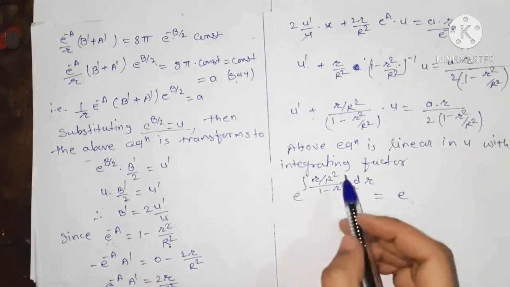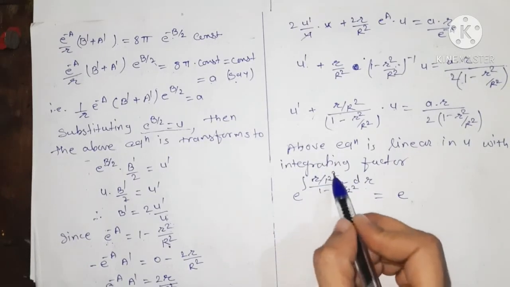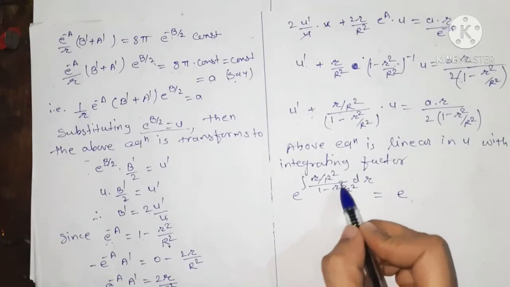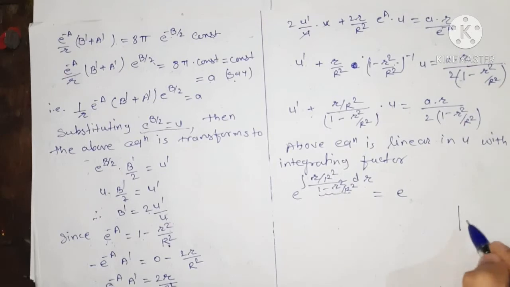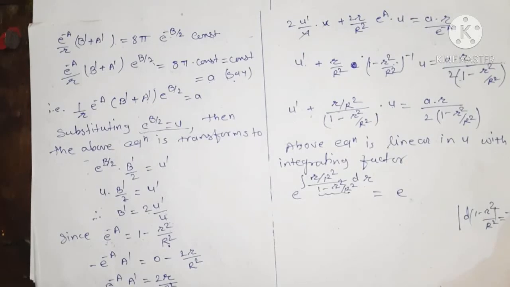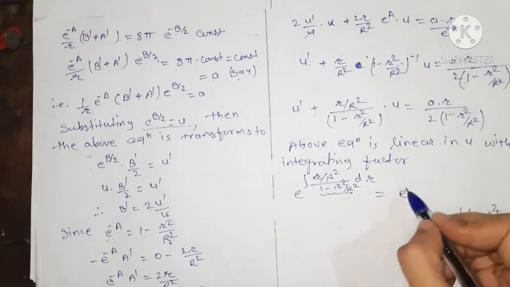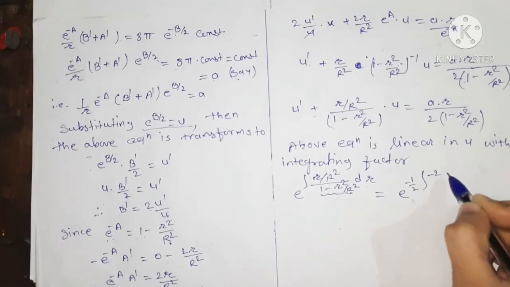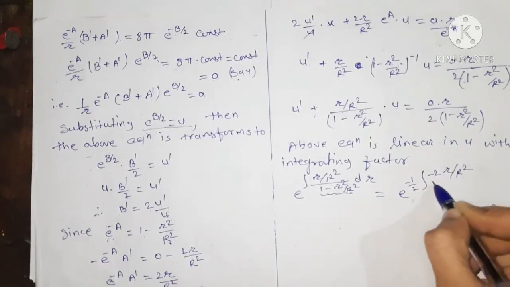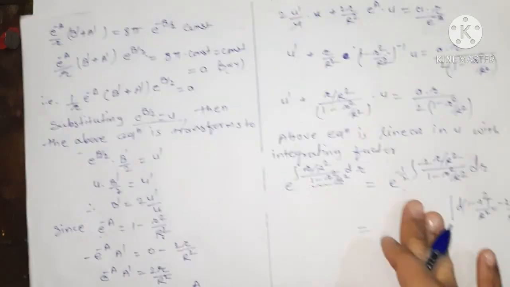Now this is the same as f dash of x upon f of x. To get the derivative in the numerator, what is the derivative of 1 minus r square upon capital R square? The derivative is minus twice r upon R square. So we multiply here by minus 2 and divide by minus 2. So we have minus half into integral of minus 2 r upon R square upon 1 minus r square upon capital R square dr.